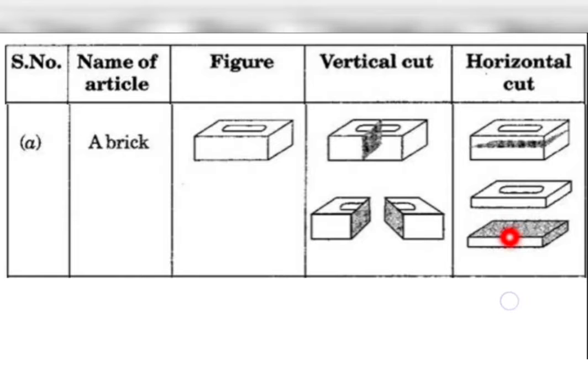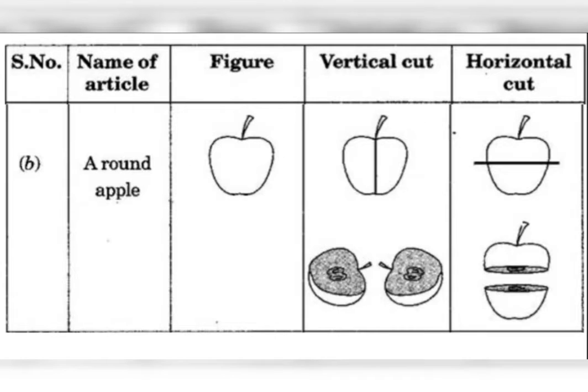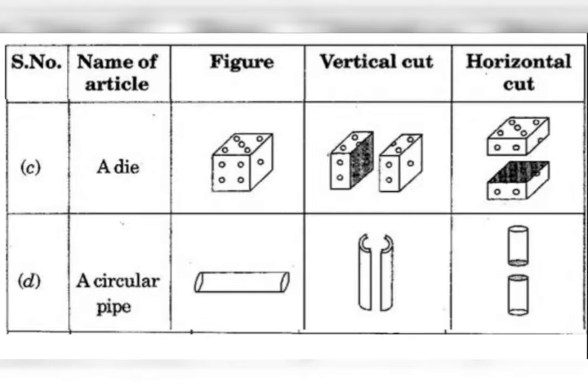Okay, students, so now let us move to the next figure. That is an apple, a round apple. This is a round apple figure. So a vertical cut means from up to down. So the two pieces will be like this. The cross section is like this. And a horizontal cut means from left to right, suppose, or you may say from right to left, then like this. So the cut is like this, so the cross section will look like this. Understood, students? Now let us move ahead.